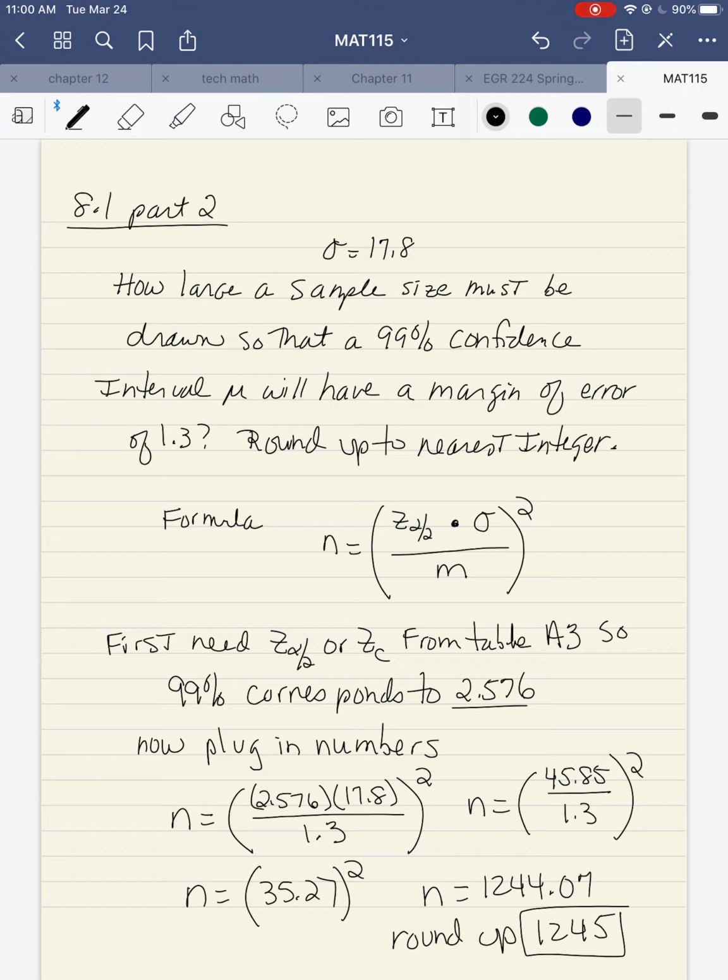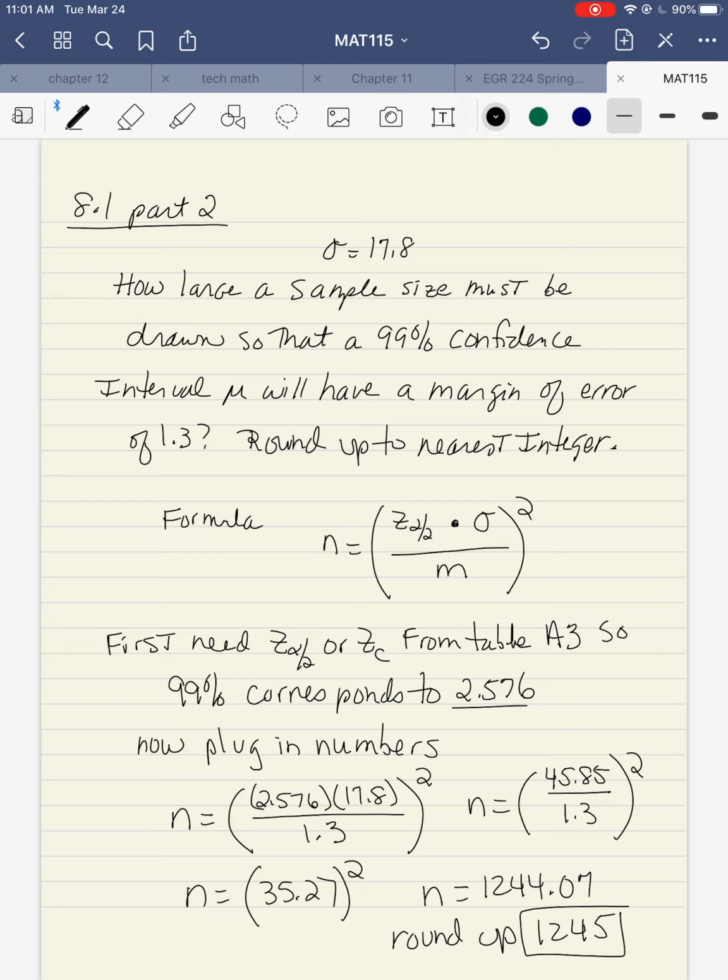So this particular problem gives sigma equal to 17.8, and the question says how large of a sample size must be drawn so that a 99% confidence interval on the mean will have a margin of error of 1.3. And they say round up to the nearest integer. That's what I was just talking about. You always round up. On the formula sheet, n is equal to the critical value times sigma divided by the margin of error, and that is all squared.